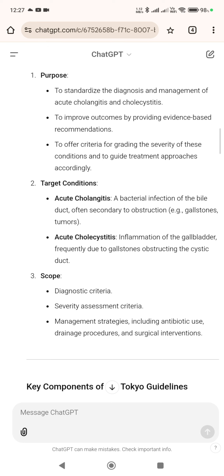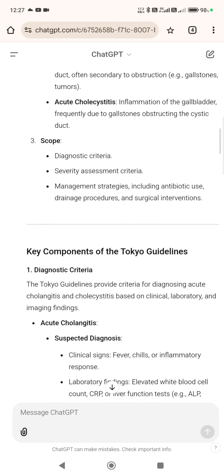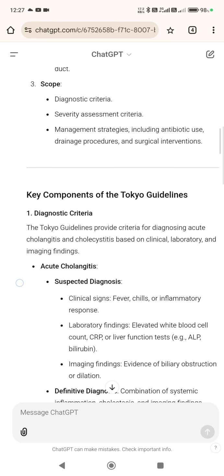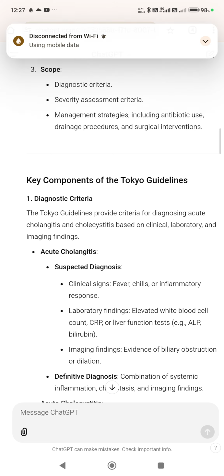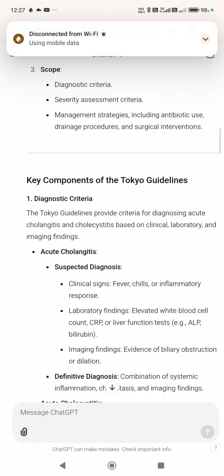2. Target conditions: acute cholangitis, a bacterial infection of the bile duct often secondary to obstruction, e.g., gallstones, tumors. Acute cholecystitis, inflammation of the gallbladder, frequently due to gallstones obstructing the cystic duct. 3. Scope: diagnostic criteria, severity assessment criteria, management strategies, including antibiotic use, drainage procedures, and surgical interventions.